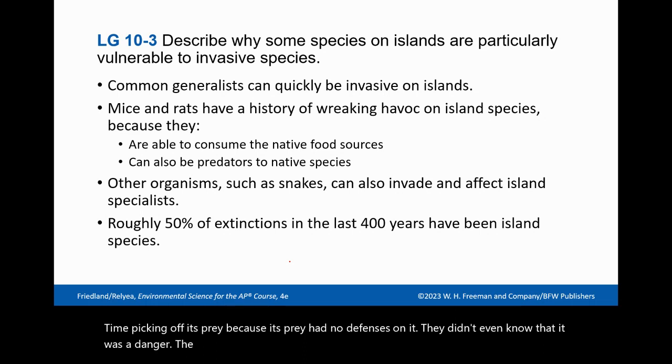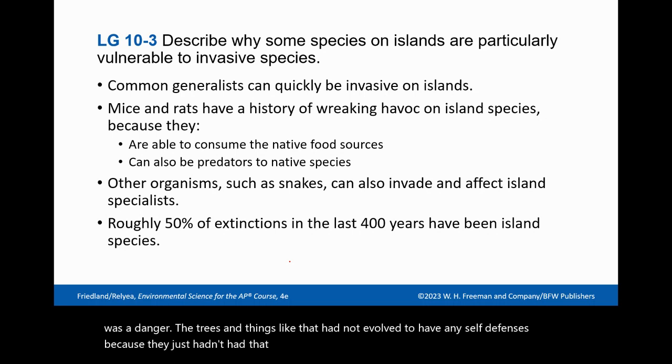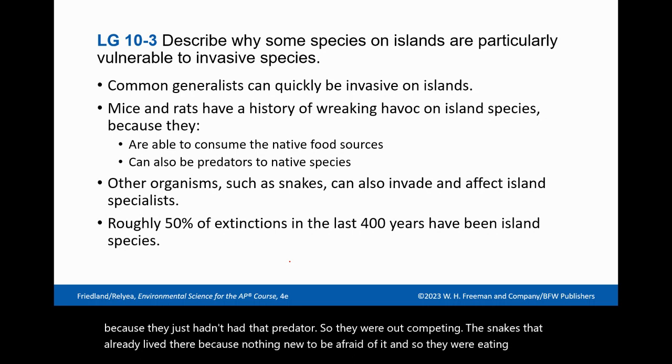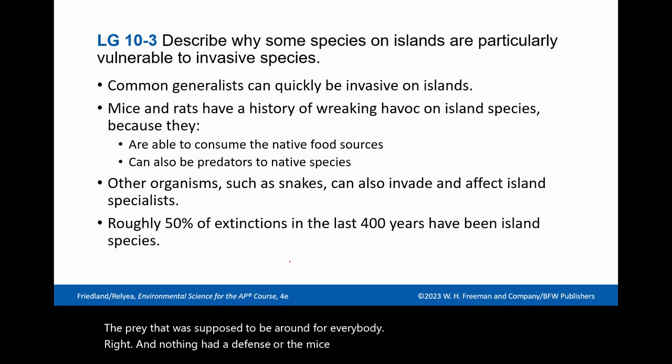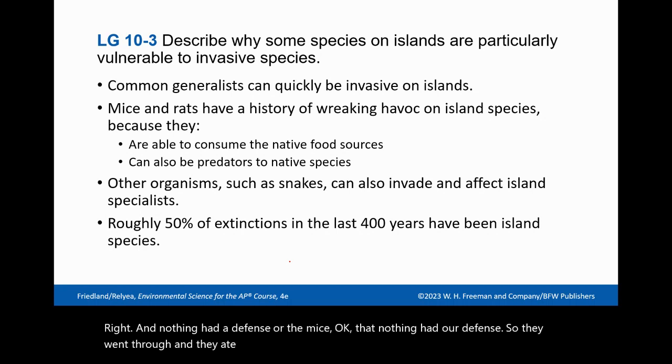The trees and things like that had not evolved to have any self defenses because they just hadn't had that predator. So they were outcompeting the snakes that already lived there because nothing new to be afraid of it. And so they were eating the prey that was supposed to be around for everybody, right? And nothing had a defense, or the mice, okay, nothing had a defense, so they went through and they ate all the vegetation because nothing was competing against them that could keep up, right?